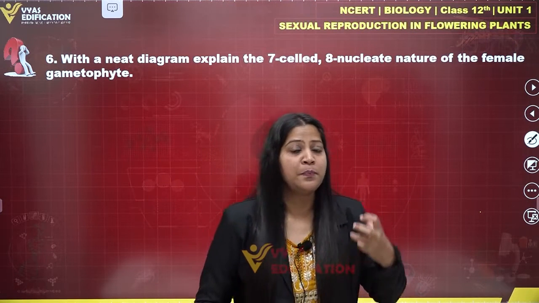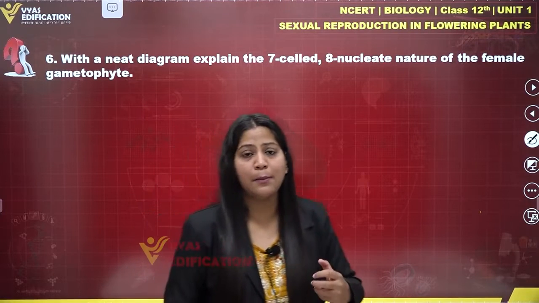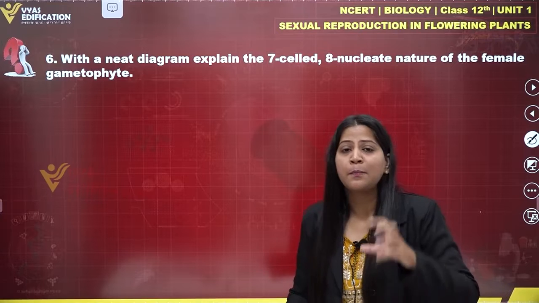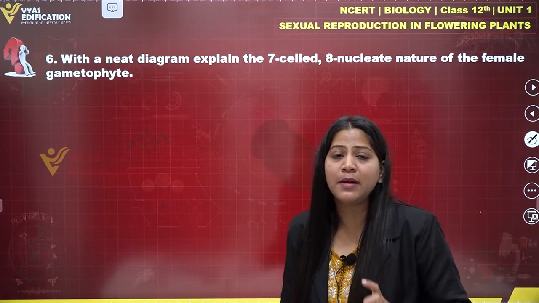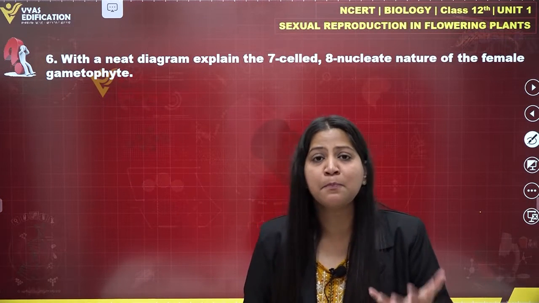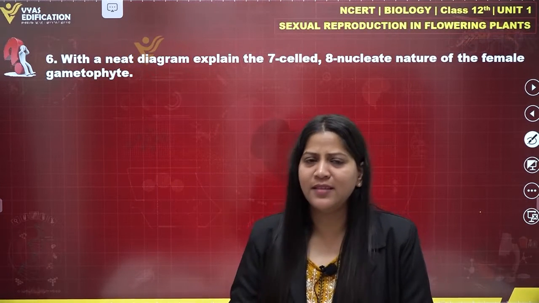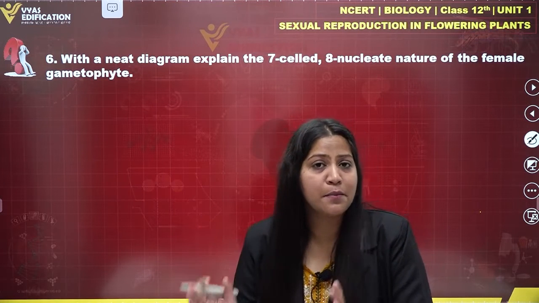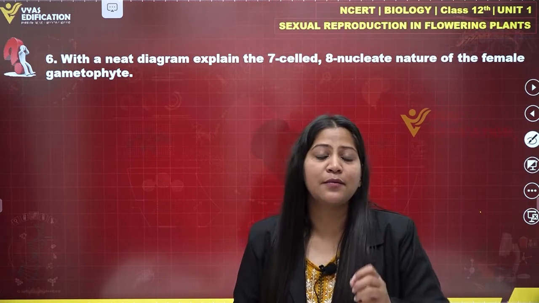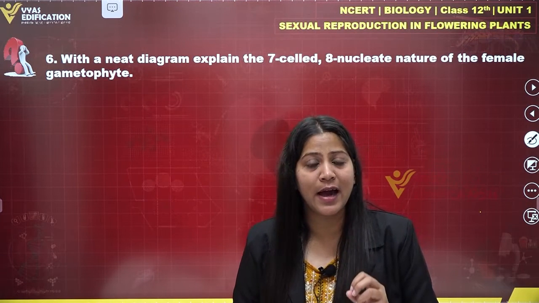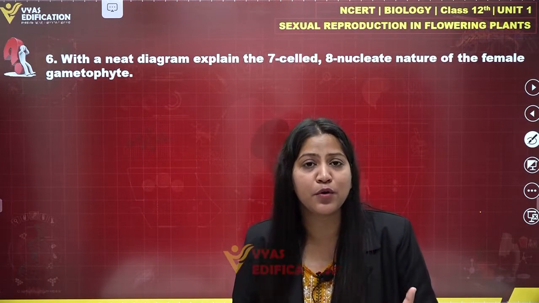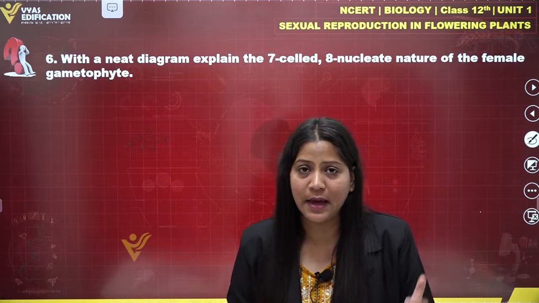Now if you talk about the female gametophyte, that is the embryo sac, what does it contain? If we want to describe the structure of the embryo sac or female gametophyte, then it would be as follows. The embryo sac, the female gametophyte, consists of 8 nuclei and 7 cells. These 8 nuclei and 7 cells constitute together to form an embryo sac, which is known as the female gametophyte.